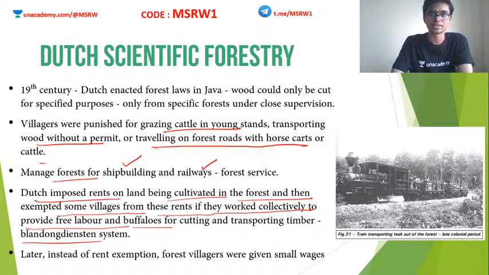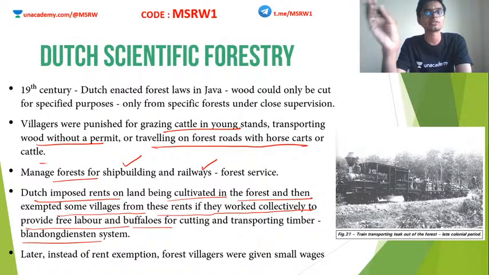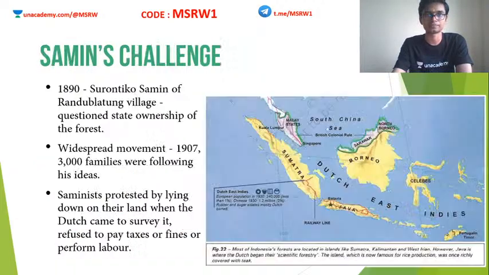Okay, plantations system. Don't forget, later, instead of exemption from tax, forest villagers were given small wages. At the beginning they were supposed to do all this for free. If you want to live in the forest, you have to do all this for free, but you will get tax exemptions. But later, instead of tax exemptions, they were actually given a wage. That was the development in Indonesia, in the islands of Java.